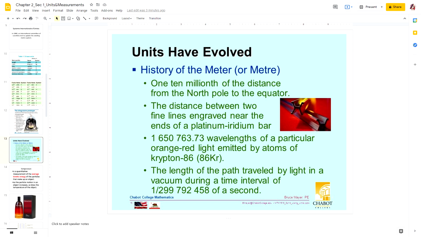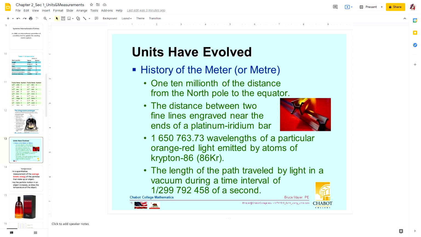Another common measurement that we usually encounter every day would be the meter. So what is a meter? It is 1/10 million of the distance from the North Pole to the equator.